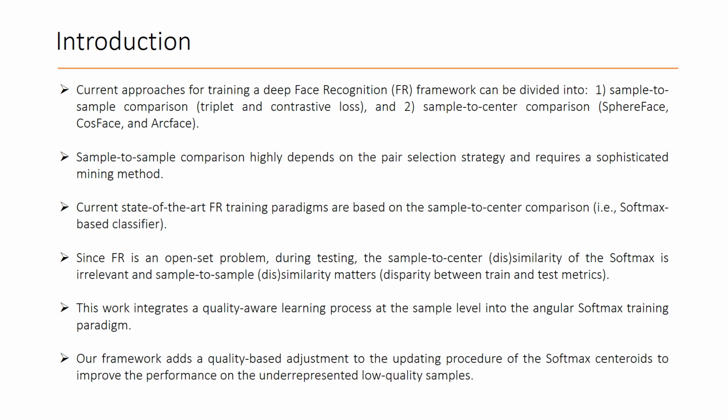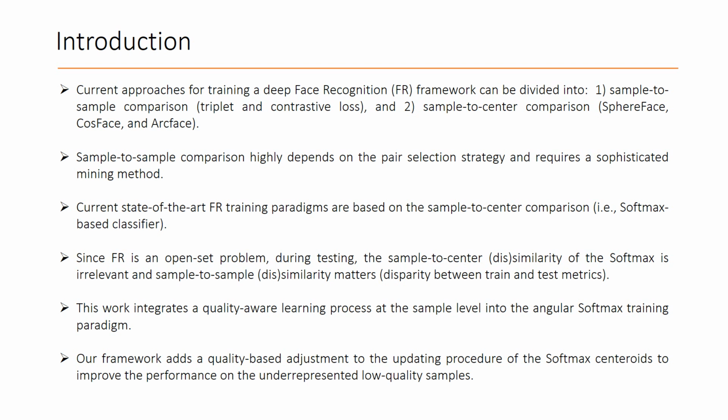Sample-to-sample comparison highly depends on the pair selection strategy and requires a sophisticated mining method. In large-scale datasets with thousands of identities and millions of samples, there is a combinatorial explosion in the number of possible pairs, leading to costly pair selection, unstable training, and slow convergence. Therefore, the state-of-the-art face recognition training paradigm is based on the sample-to-center comparison.